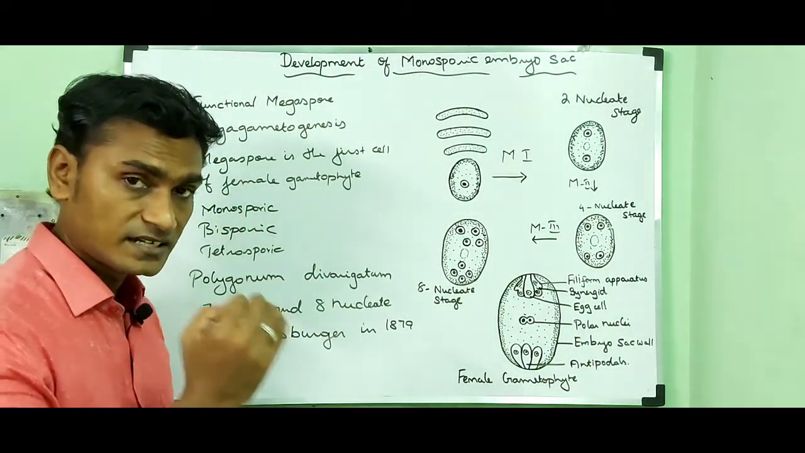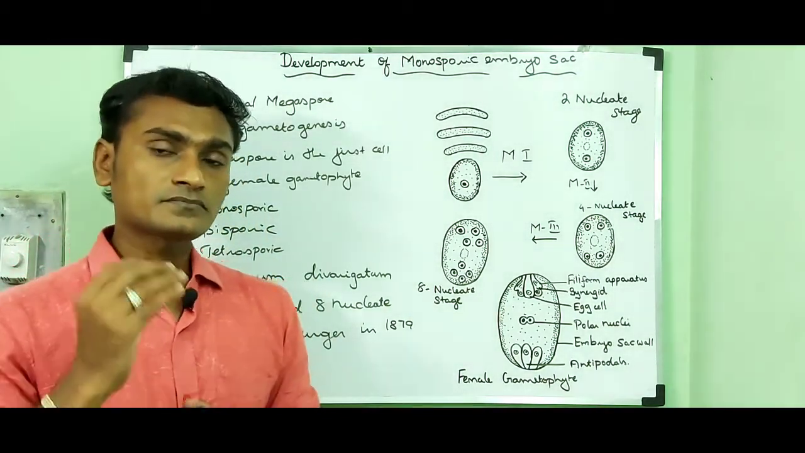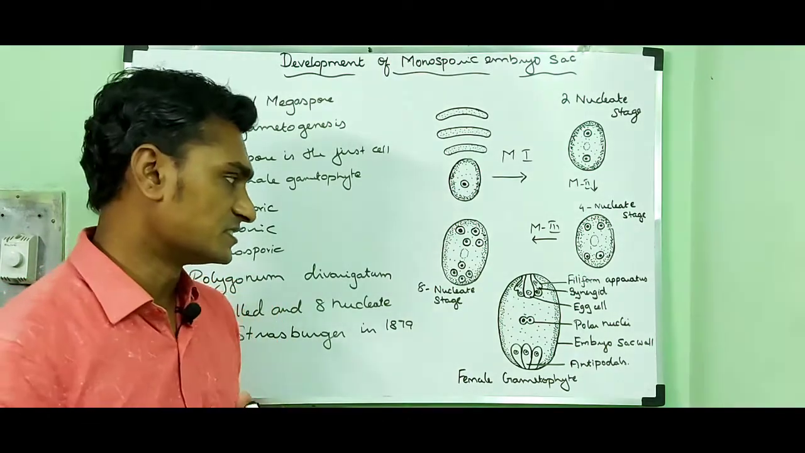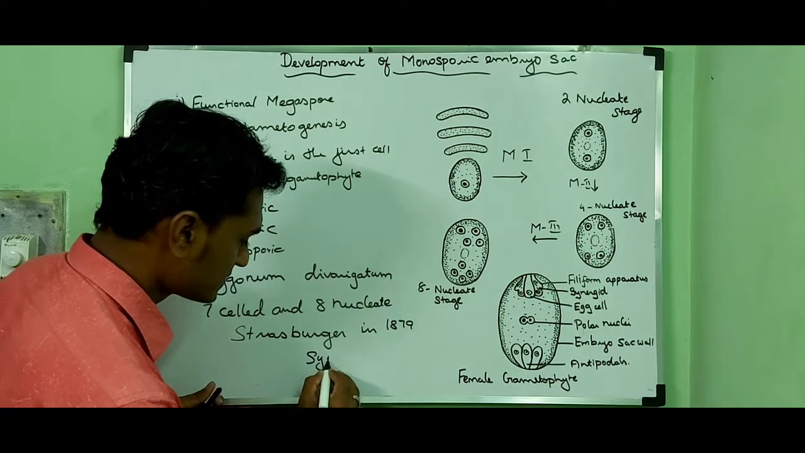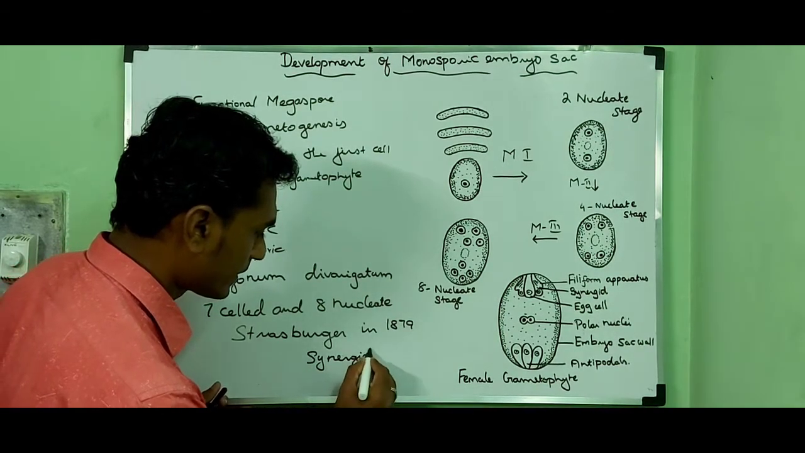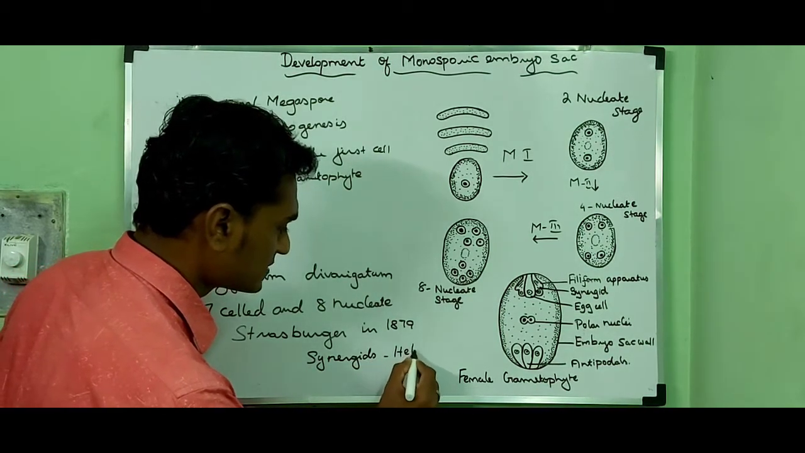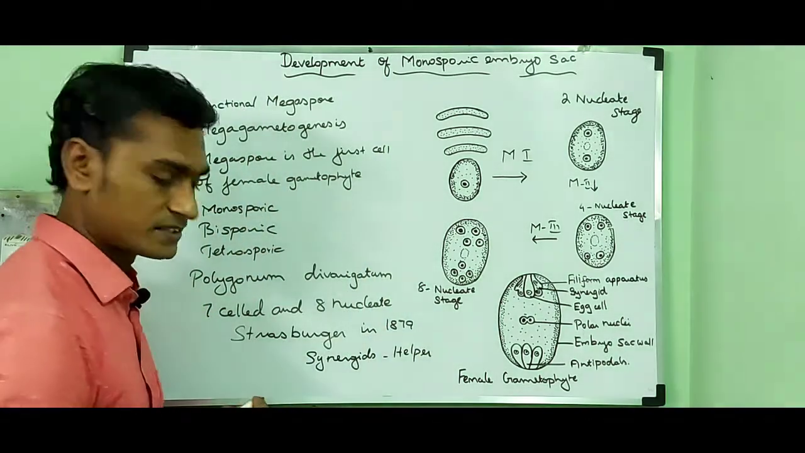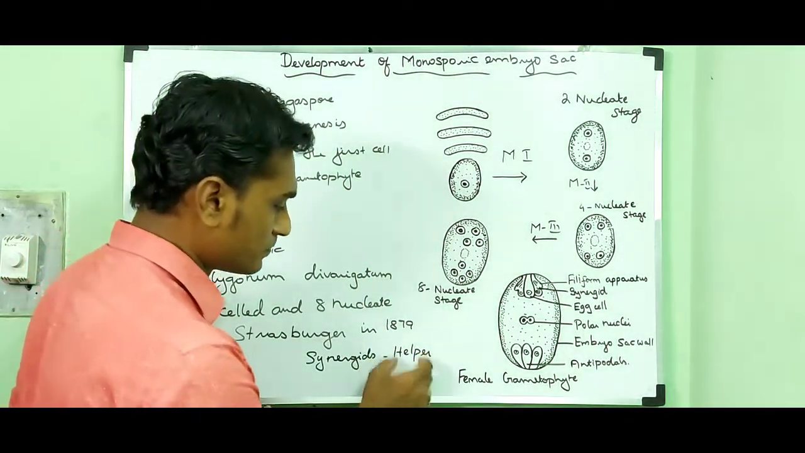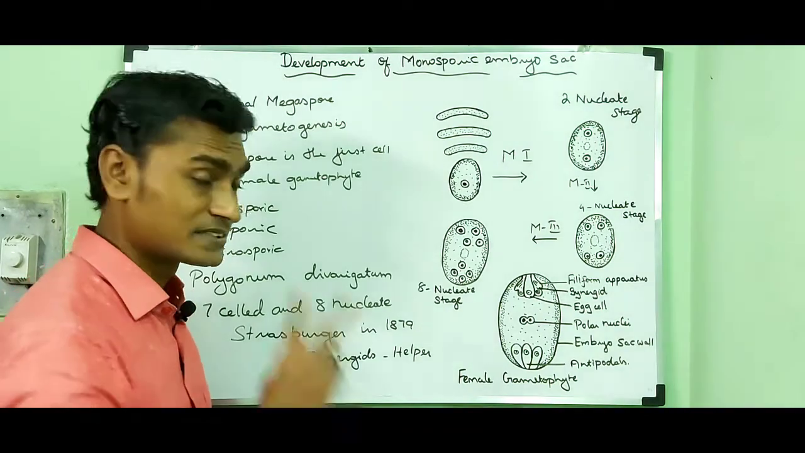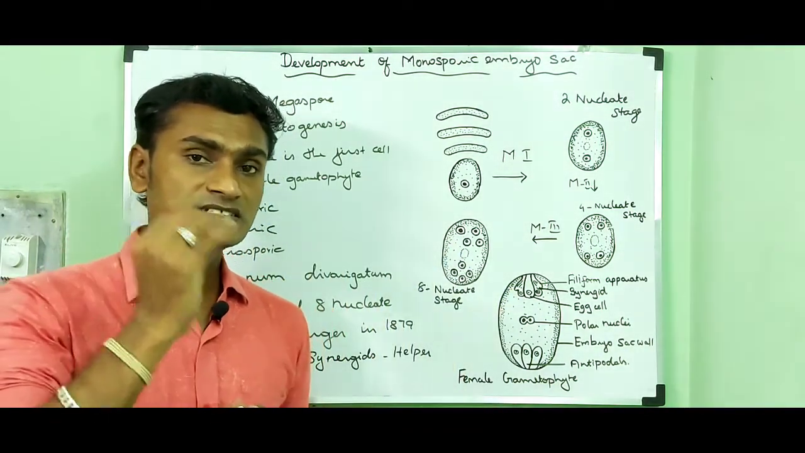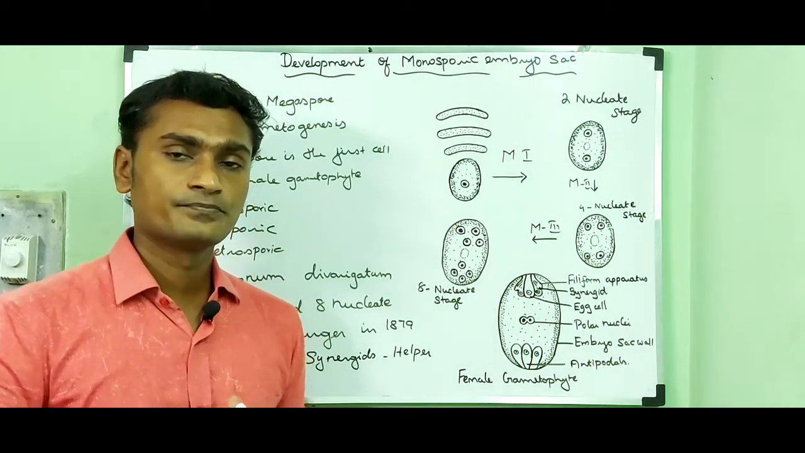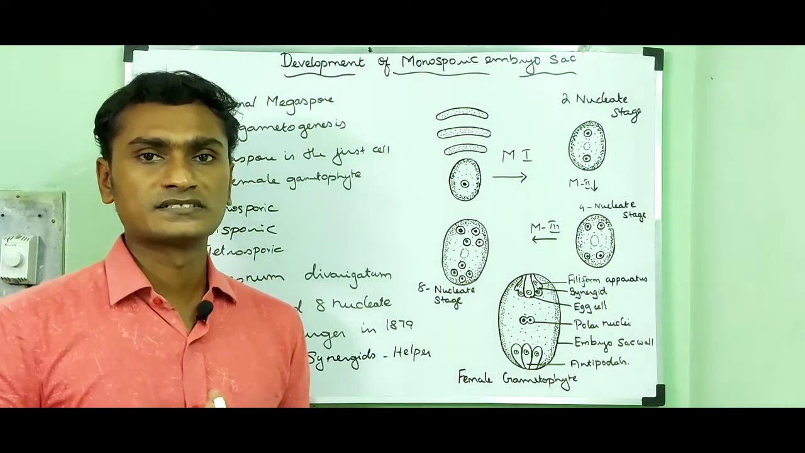That same Strasburger only proposed the term synergid. Synergid means helper. சரிங்களா? synergid என்ன மீனிங்? helper. சரிங்களா? So எத்தனை synergids இருக்கு? 2 synergids இருக்கு.